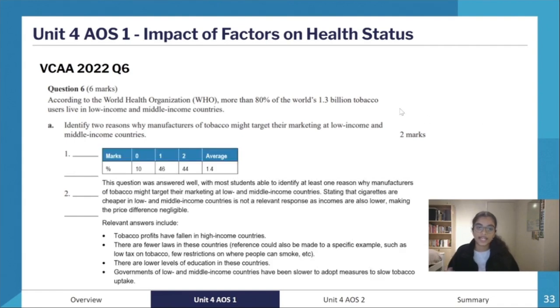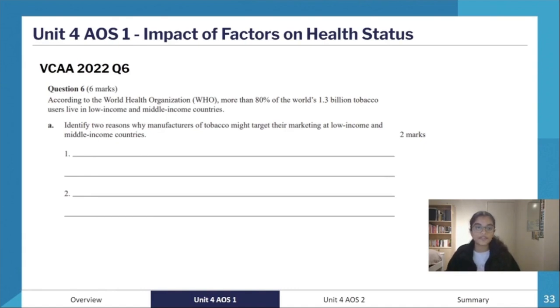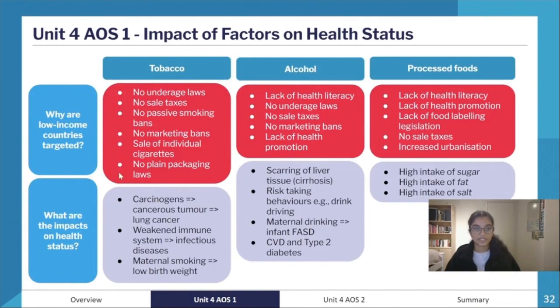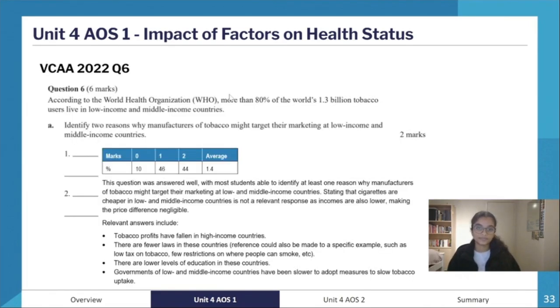If you haven't already guessed, it's due to tobacco profits falling in high-income countries. There are fewer laws in these countries. For example, you need to make a specific example like low tax on tobacco, fewer restrictions on where people can smoke, and lower levels of education in these countries. Governments of low and middle-income countries have been slower to adopt measures to slow tobacco uptake. So if you reference any of these specific reasons, you would have gotten the marks. If you had 2 descriptions of these, you would have gotten the 2 marks. Alrighty.